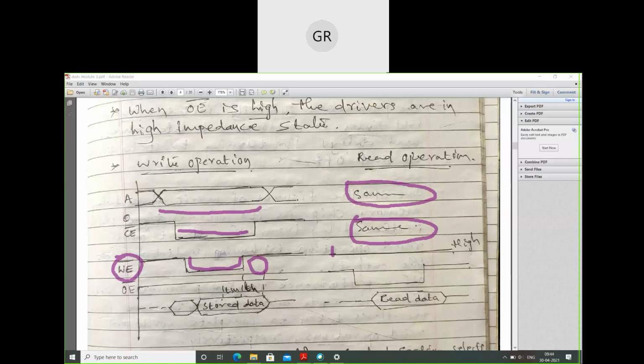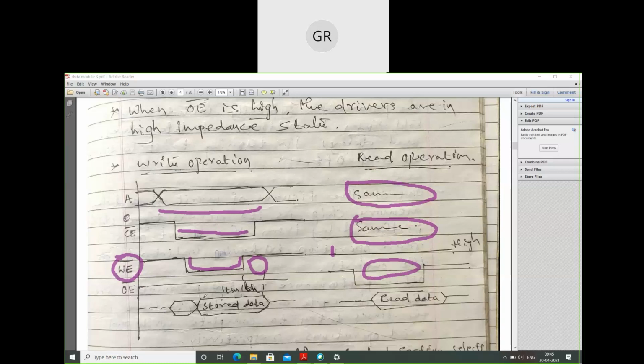Okay, we already discussed that during the read operation, OE bar is low, which enables the tri-state drivers to drive the data to the memory output pins. That's why we kept it low. Which one? OE bar.